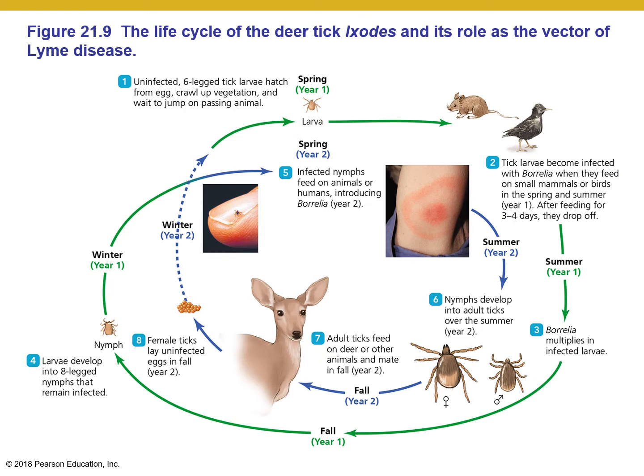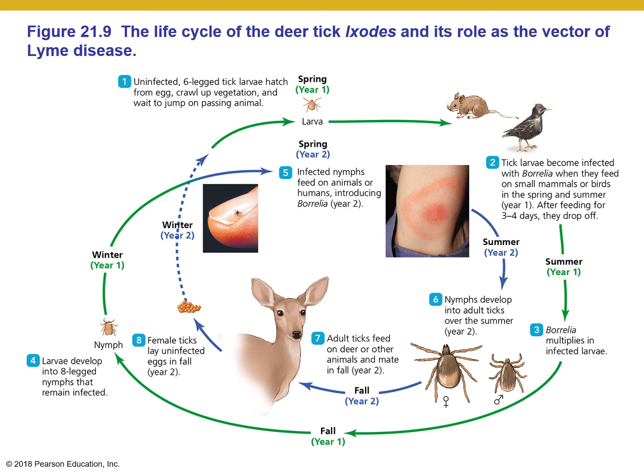The life cycle is pretty complex, but basically what happens is that you've got a happy little larva that hatches and it crawls up on vegetation, and then it jumps on some kind of little animal that goes by. It becomes infected with Borrelia when they feed on either mammals or birds. And then in that first year, the Borrelia multiplies in the infective larva. It goes around, it becomes a nymph. Okay. And then in the spring of the second year of its happy little life, the infected nymphs feed on animals or humans, and that can cause Lyme disease there.